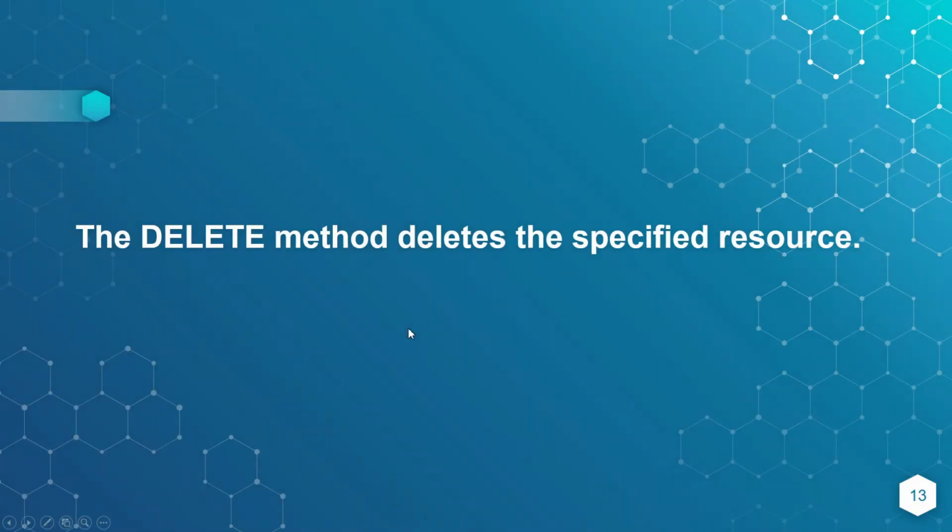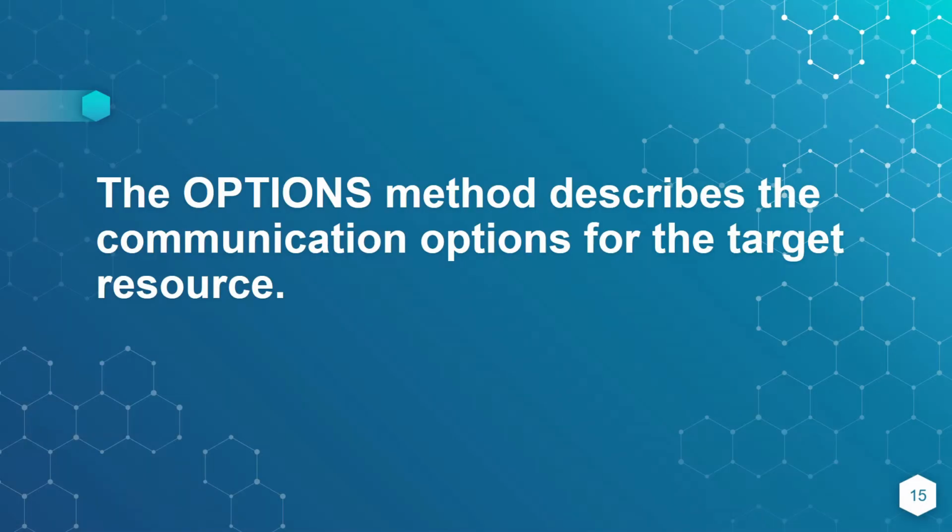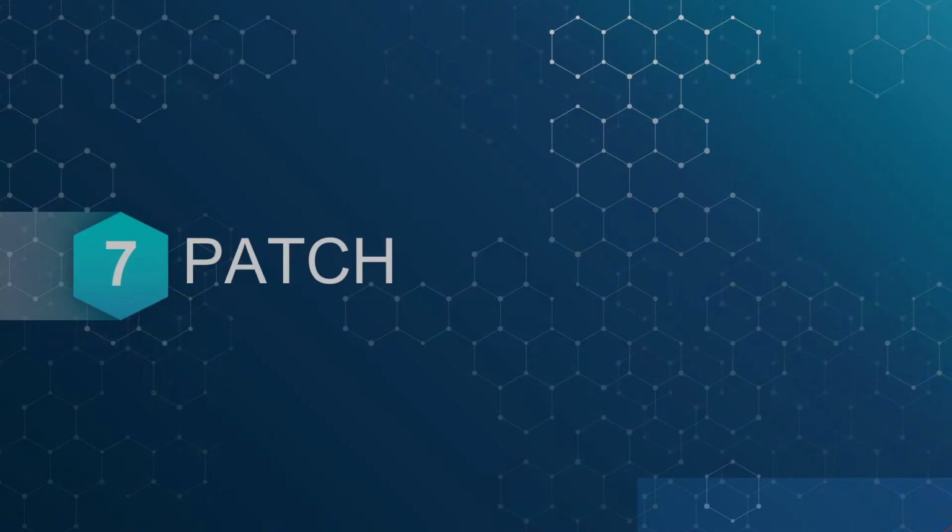So next one is delete. You can use the delete method to specifically delete a resource. Options: the options method describes the communication options for the target resource, how a target resource can communicate. So it will only define the options.